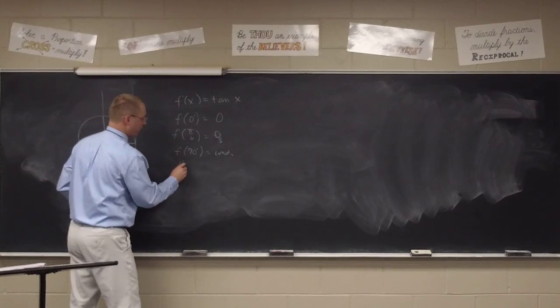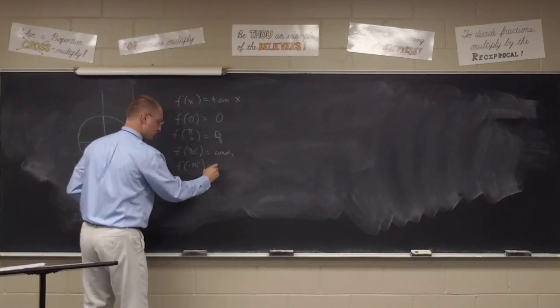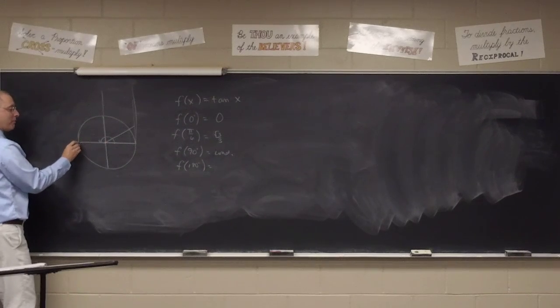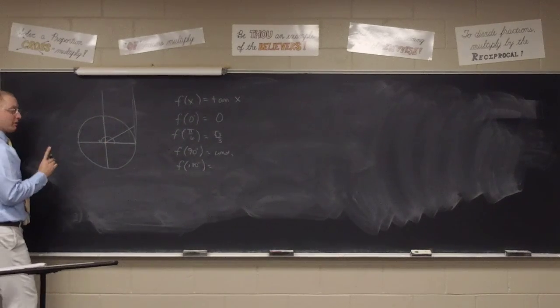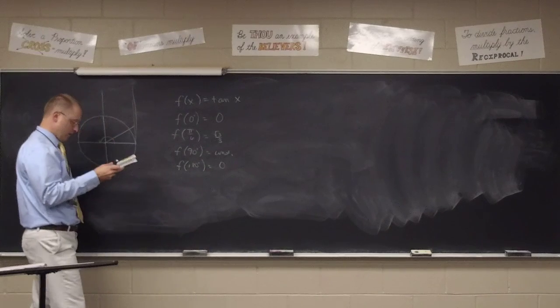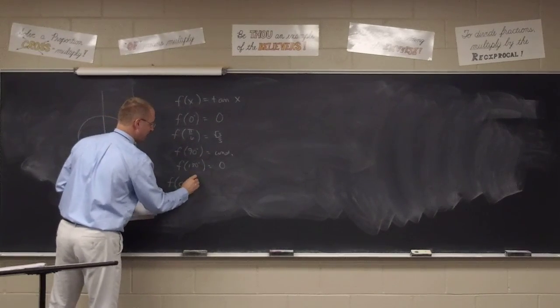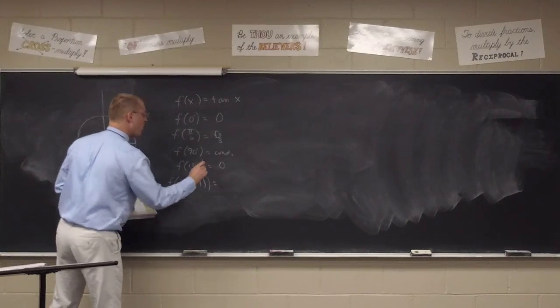What about f of 180 degrees? Well, here's your 180 degree angle. How big is the tangent line? 0. And then they say, ooh, f of the arc cosine of negative 1.